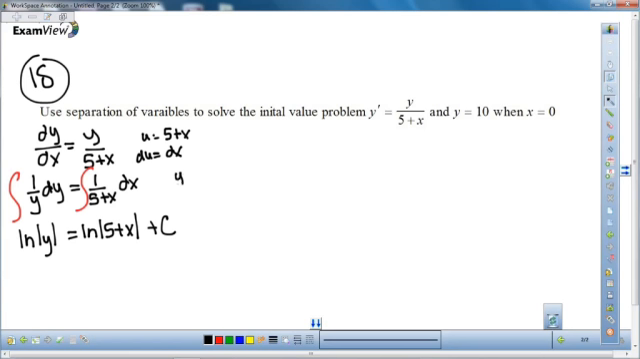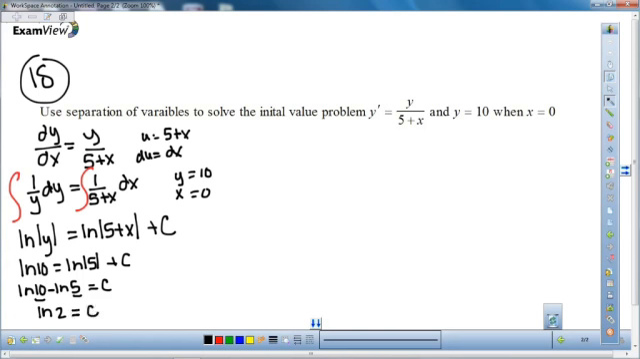Before I do anything else, I'm going to go ahead and use my initial conditions. So I'm going to have ln of 10 is equal to ln of 5 plus c. So ln of 10 minus ln of 5 is equal to c. And remember, when you have subtraction of logs, that means you can divide 10 divided by 5, which is 2. So substituting that back into my equation, I get ln of y is equal to ln of 5 plus x plus ln of 2.